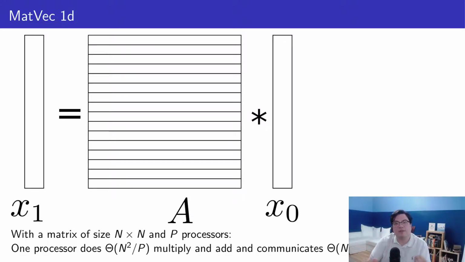The processor will compute the entries of x1 that correspond to one of these rows. If we have p processors, a single processor will do theta of n squared over p computation. It will need the entirety of x0 to perform this computation. Therefore, between each iteration of matvec, the processor will need to acquire the pieces of x1 that it does not have. This will require the processor to be involved in communicating theta of n entries. One could also decompose the matrix in columns, but it essentially leads to the same result.